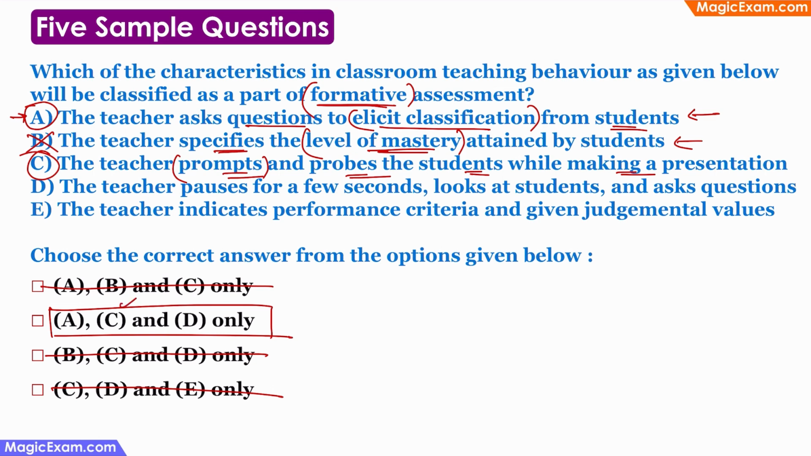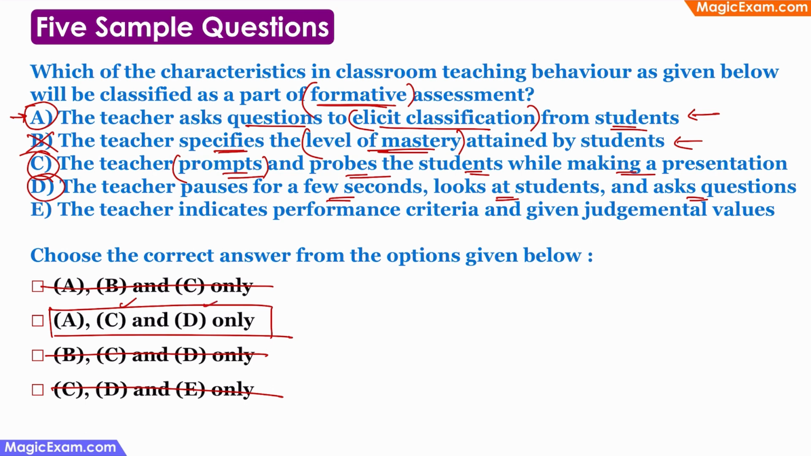And the teacher pauses for a few seconds, looks at the students and asks questions, which means that the teacher is giving some time for the students to think. She's looking at the students and asking some questions. So she's including the students in the teaching learning process. So this is also formative. Therefore, D is also correct.